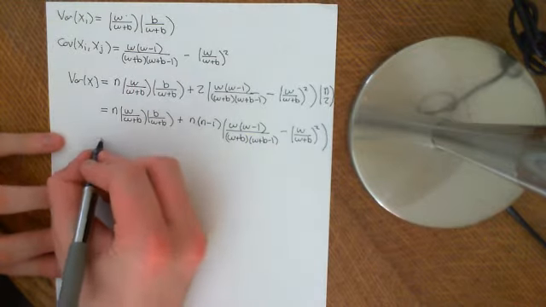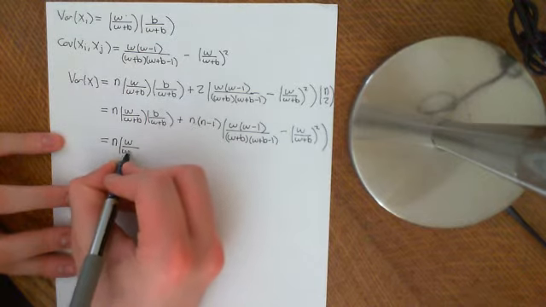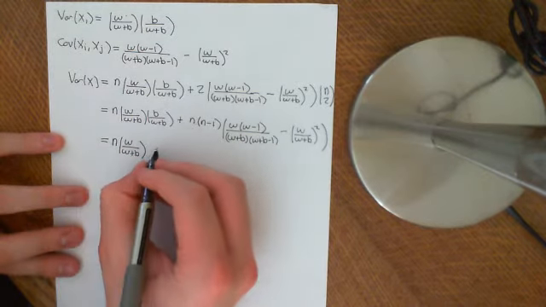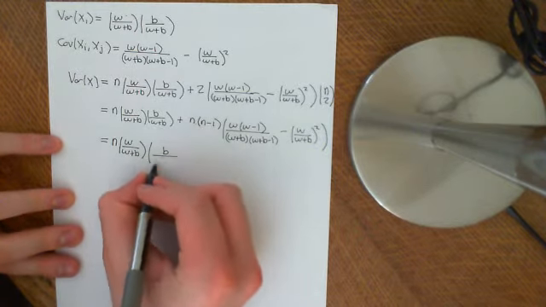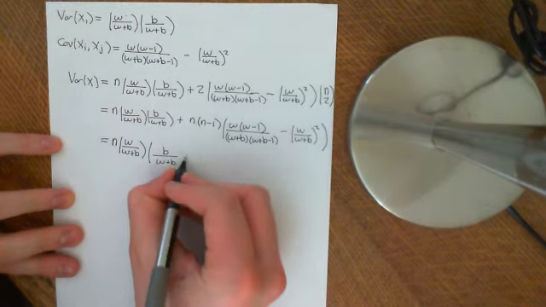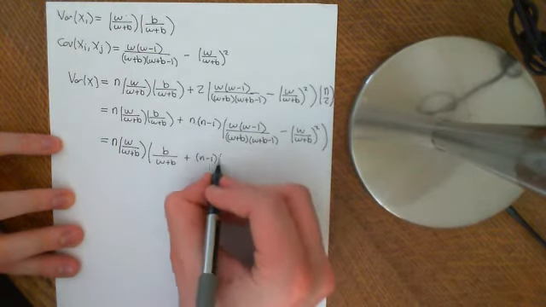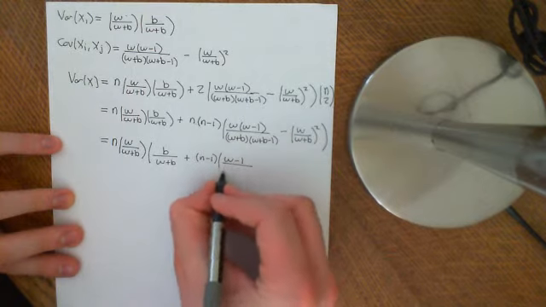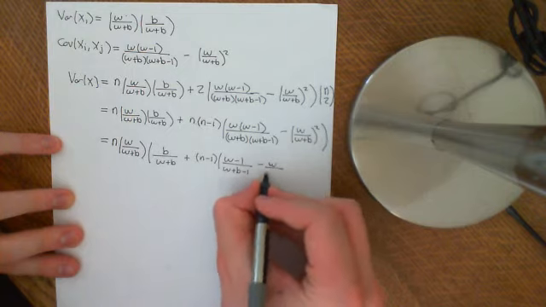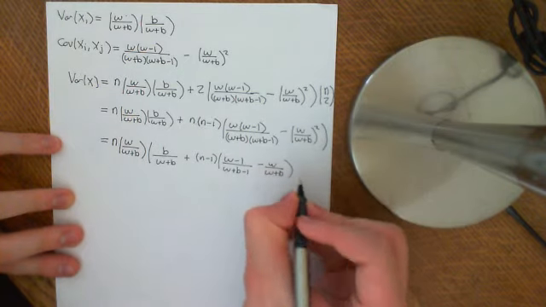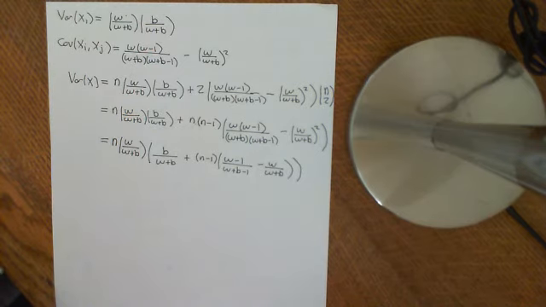Okay, right, now pull out, there's a common factor everywhere, which is w over w plus b, and there's a common factor of n. So we'll pull that out and we'll get n times w over w plus b, and then we will have b over w plus b, plus n minus 1 lots of w minus 1 over w plus b minus 1 minus w over w plus b. Okay, and we'll continue this in the next video.